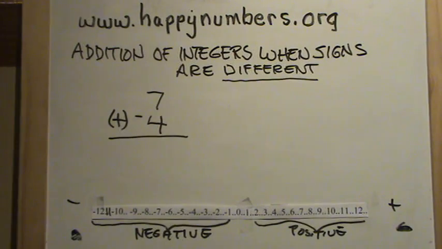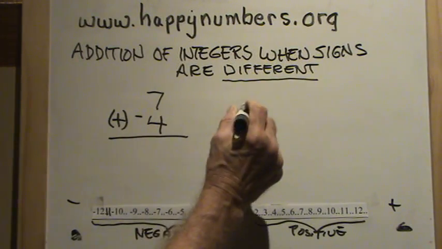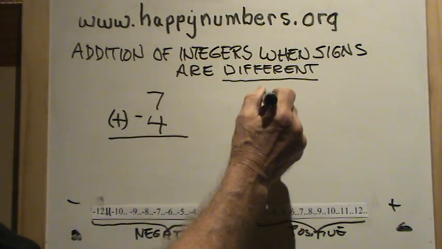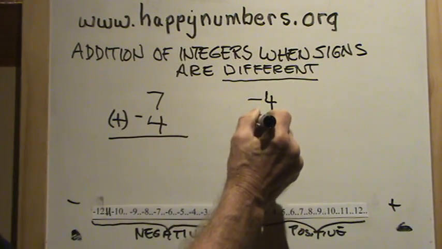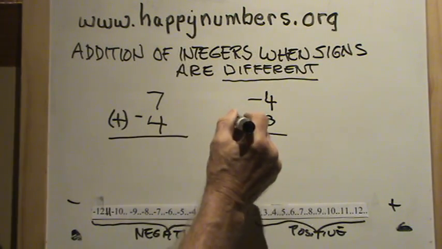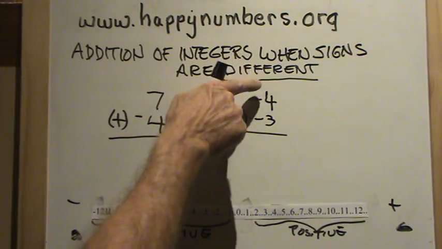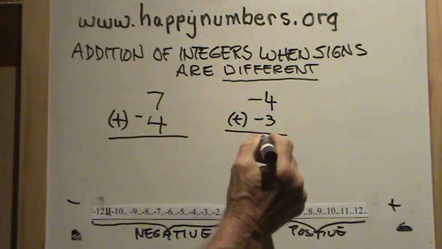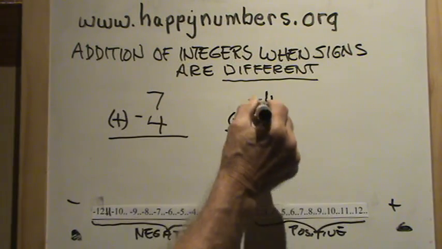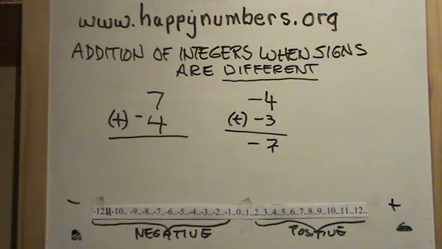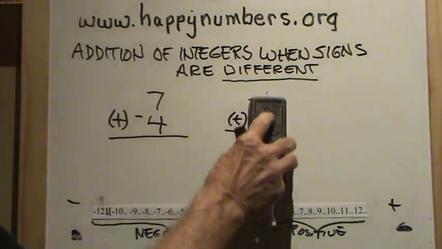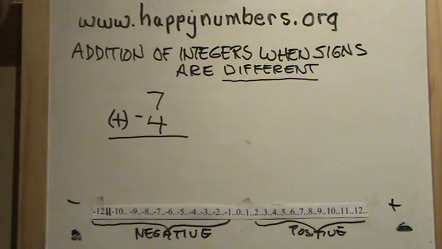If you remember in the prior lesson, we talked about if we're adding signed numbers and their signs are the same, you just add, you combine the numbers. So 4 and 3 is 7. And then you just use the sign. But it's a little different process when the signs are different.